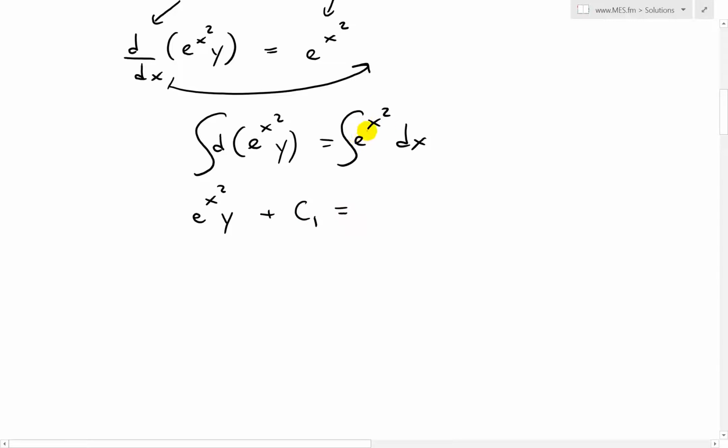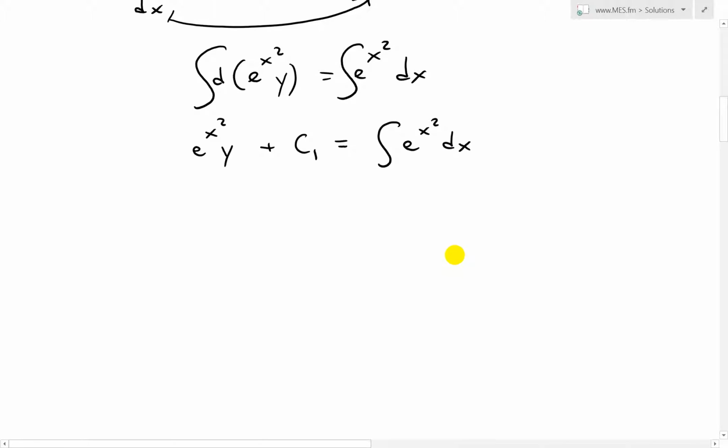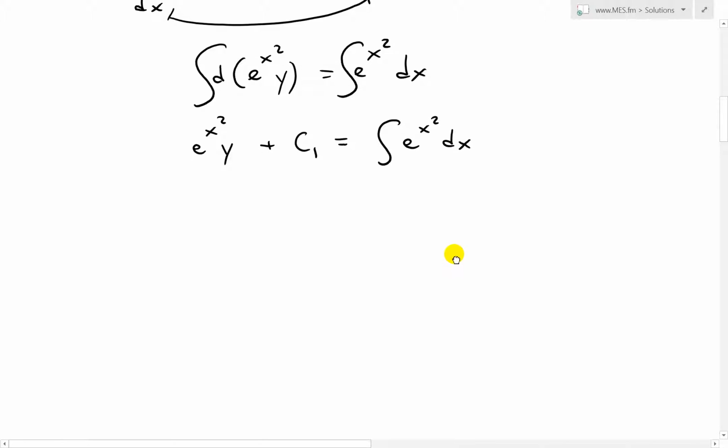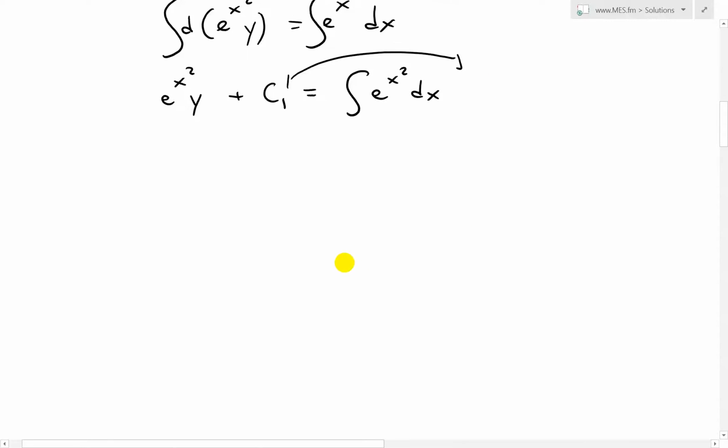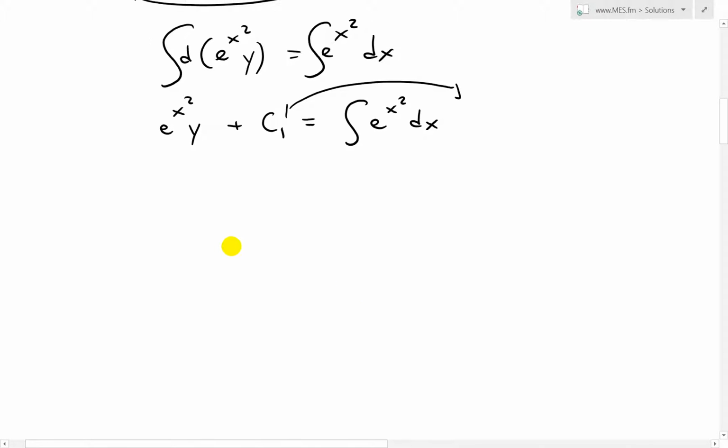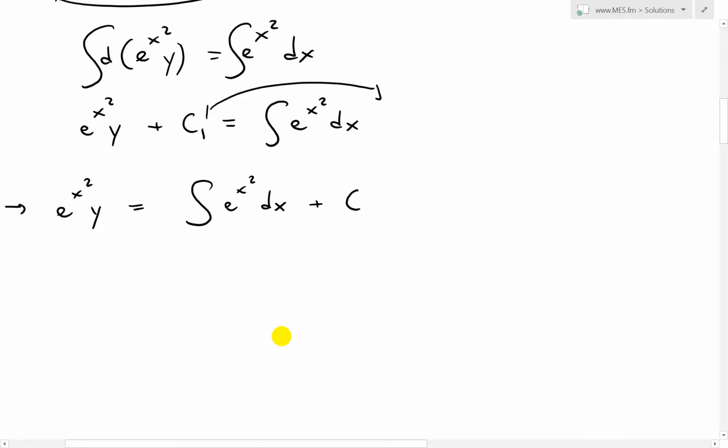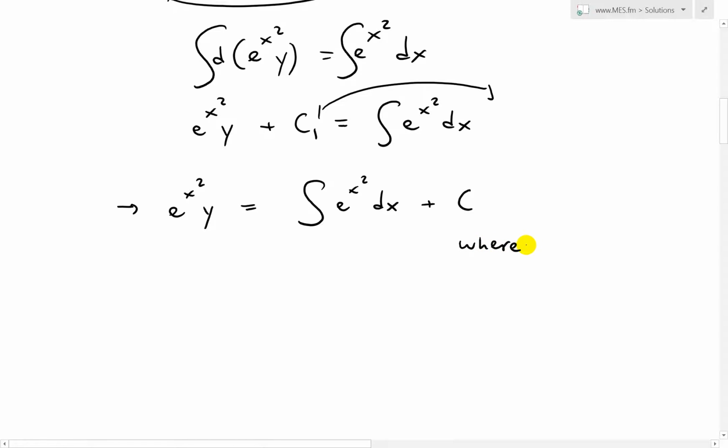The right side one you can't actually solve, and I'll explain why in a bit. There's no actual solution in terms of elementary functions. So the next step, I'll move this c1 onto this side and change it into just a constant c. So we have e to the x squared y, and I'll just keep this integral as is, equals the integral of e to the x squared dx plus c, where obviously this c equals negative c1. The negative of a constant is still a constant, so just to make it simpler, just call it c.